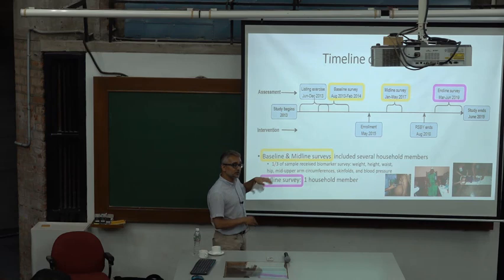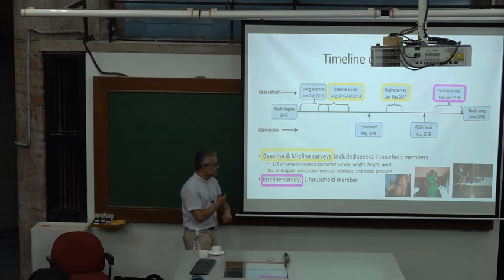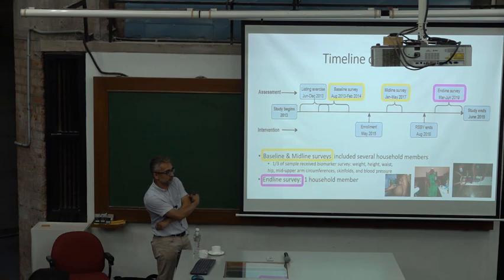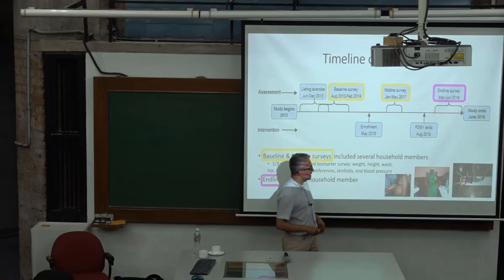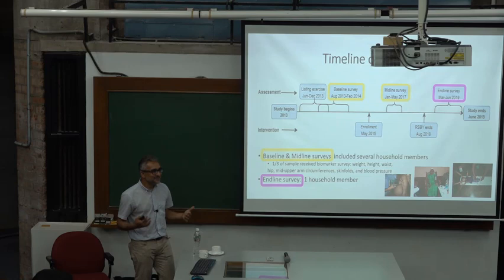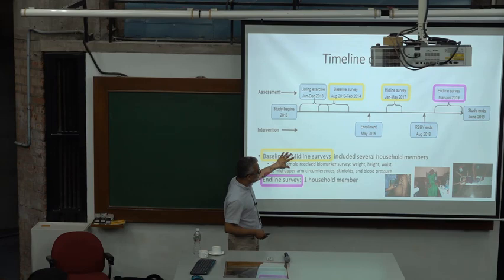So weight, height, we did hip measurements, upper arm circumference, basically skin folds to measure fat. We also did, it's not on here, lung capacity and blood pressure. So there's a range of things. Basically anything short of requiring us to go to ICMR to get approval, we did. We did the biometrics at both baseline and midline, but at end line we didn't do it.